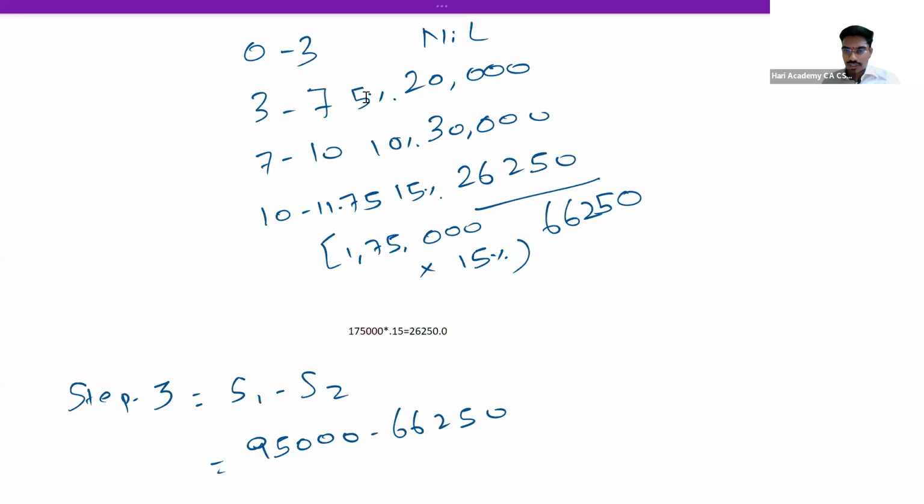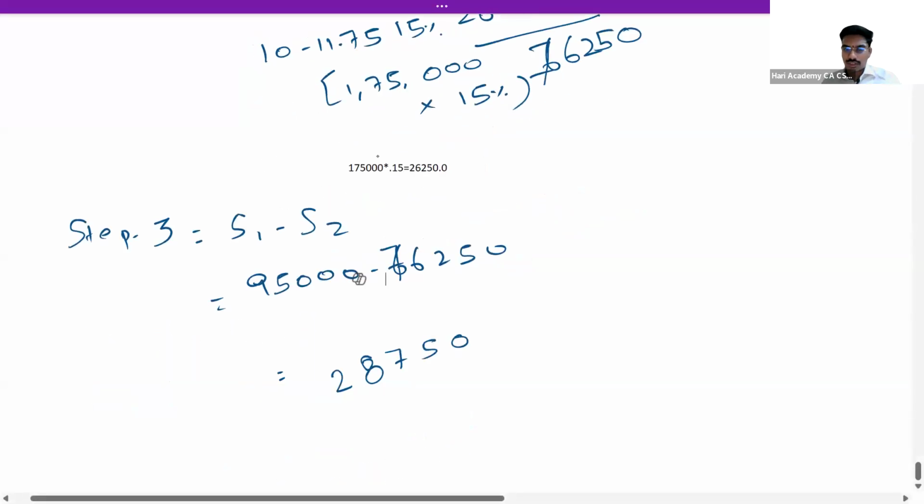76,250. Okay, I think my total is different. 2, 3, 4. Okay, it is 76,250. Sorry. This one is not 66, just a computation error. This is 76. 76,250. So it will be 18,750.